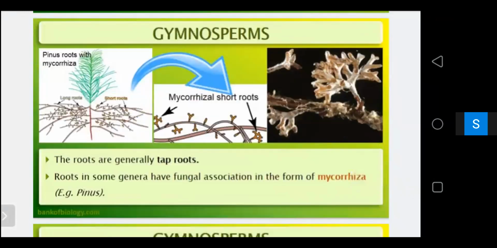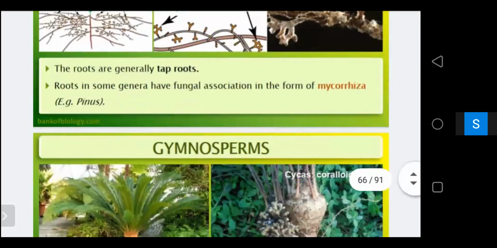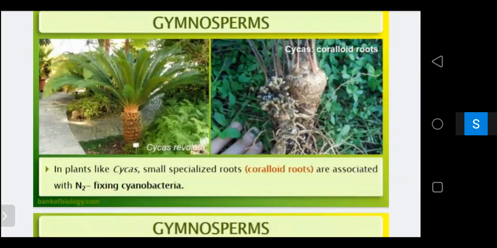In gymnosperms the plant body is a sporophyte, diploid. They are well differentiated into root, stem and leaves, and the roots in some genera have fungal association in the form of mycorrhiza, like Pinus. The tap root serves the function of proper anchorage of heavy plants to the soil. In some genera roots have mycorrhiza, while others have small specialized roots called coralloid roots, associated with nitrogen fixing cyanobacteria such as Anabaena and Nostoc.